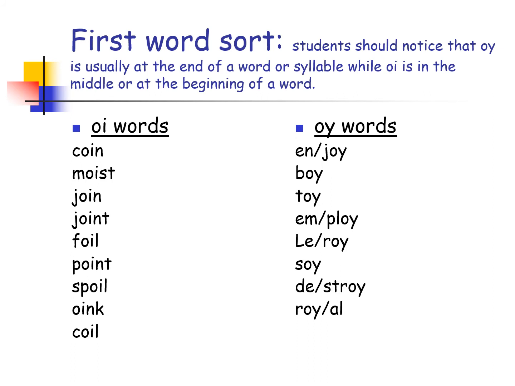One thing they should notice right away, or that you could prompt them to notice, is that OI is usually at the beginning of a word or in the middle of a word, like coin or oink. But oy is almost always going to be at the end of a word, but not always, because look, we have royal, so a little bit different there, but it is a two-syllable word. So those are some things that they might start to notice, or that you can prompt them to notice.